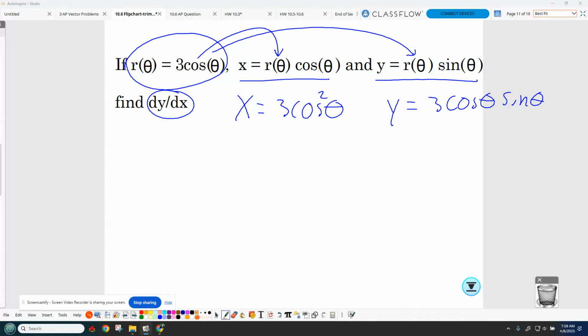In parametrics, how did I find dy dx when things were in terms of t? Evan?